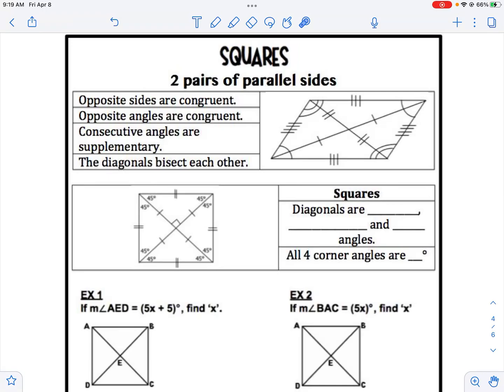And we're back, and today we're going to talk about squares. Now, a square is just another parallelogram because it has two pairs of parallel sides. So a square, being a parallelogram, follows all the parallelogram properties, but what most of you already know about a square is that all the sides are congruent and all the angles are congruent.